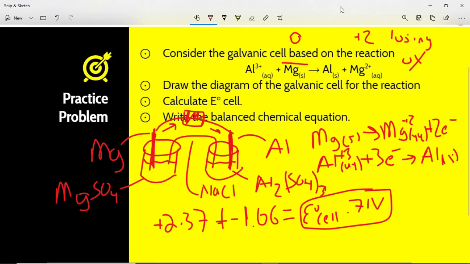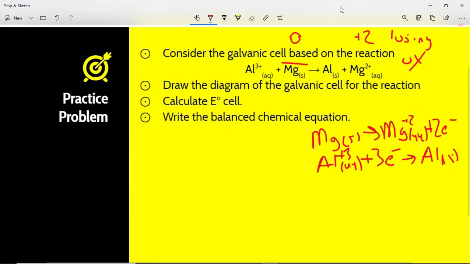All right, now the last bit asks you to write a balanced chemical equation. I'm going to go ahead and clean this up real quick so that we can do that. So we have our half reactions here. One thing we need to make sure we do is that all of the electrons in this cancel out. We have 2 electrons here and 3 on the bottom here. So we're going to multiply this by 2 and this by 3, and these are going to cancel out.